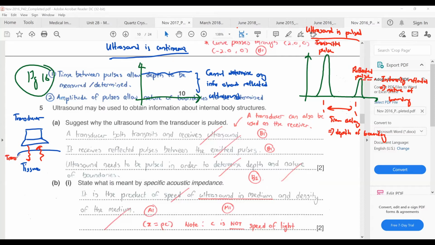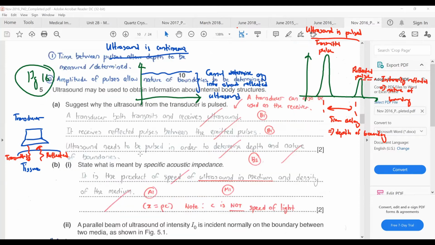This is the transmitted ultrasound, this is the reflected ultrasound. The same device is actually transmitting it, the same device is actually receiving back the reflected ultrasound. So if your transducer is both transmitting and receiving, it's actually doing it at the same time. So if it's doing it at the same time, this is what you get if the ultrasound is continuous. But if you pulse it, then there won't be this issue here. You get this instead. It's supposed to receive the reflected pulse between the emitted pulses. So then you can actually see this.